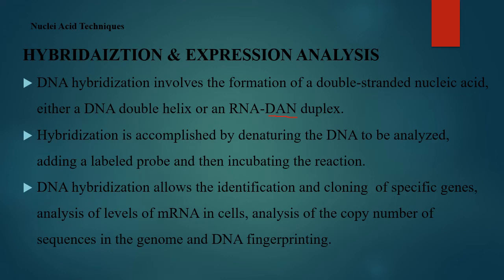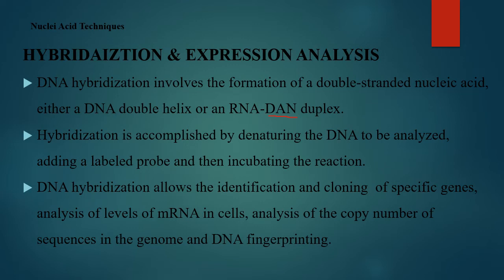All right. So DNA hybridization involves the formation of a double-stranded nucleic acid that is either a DNA double helix or an RNA-DNA duplex. So you can either form a double-stranded DNA or a double strand of 1 RNA and then 1 DNA, forming an RNA-DNA duplex. Now, this hybridization process is accomplished by denaturing the DNA that is to be analyzed, adding a labeled probe, and then incubating the reaction. So you break it up, bring a labeled probe, you join them.